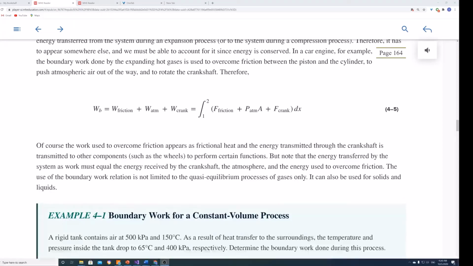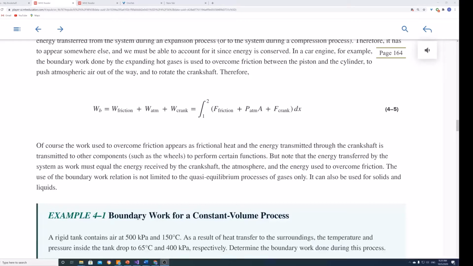Okay, so I want to spend a few minutes going through examples 4-1 through 4-4, okay? The textbook details out how to go through the solutions, but I want to give you an overview of the approach, how you would go about solving it, and take a quick look at the solutions, okay?